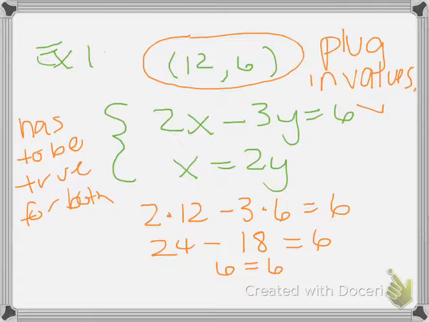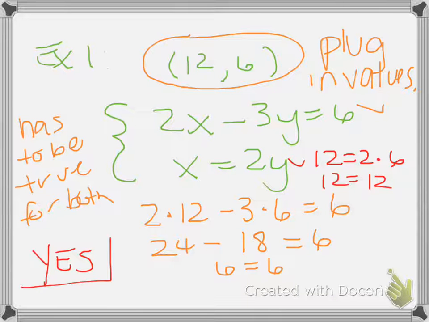Now I want to check to see if it works for the second equation. So we'll plug in 12 for x and 6 for y. I'm going to write 12 equals 2 times 6. And since 12 equals 12, it is true for the second equation, so you would write yes. So it is a solution to the system because it works for both equations. If it was no for either equation, then it's automatically no. So let's look at another example.